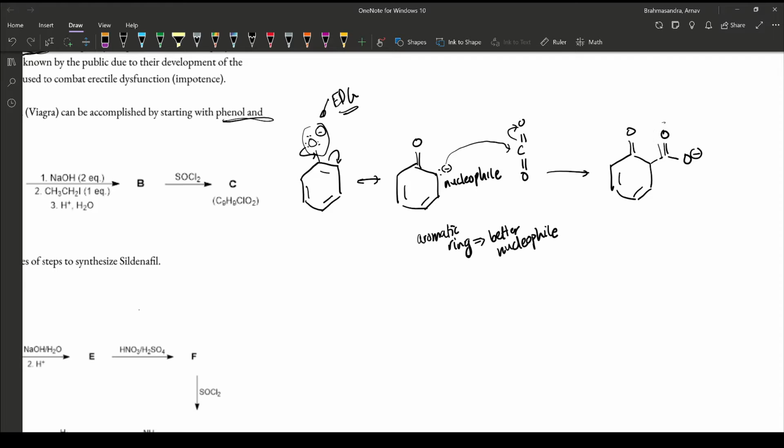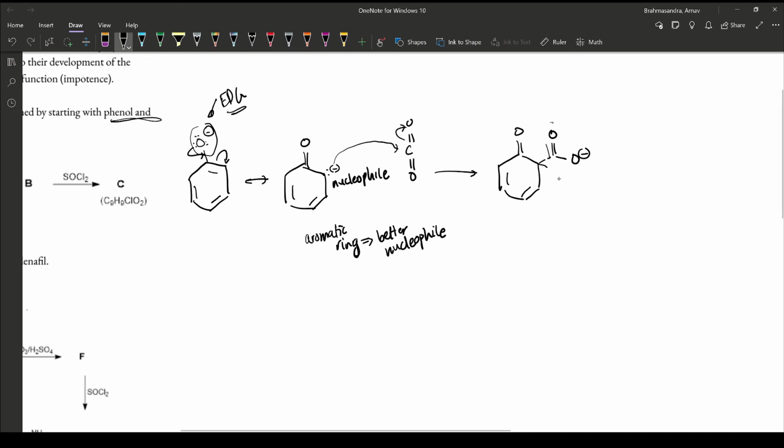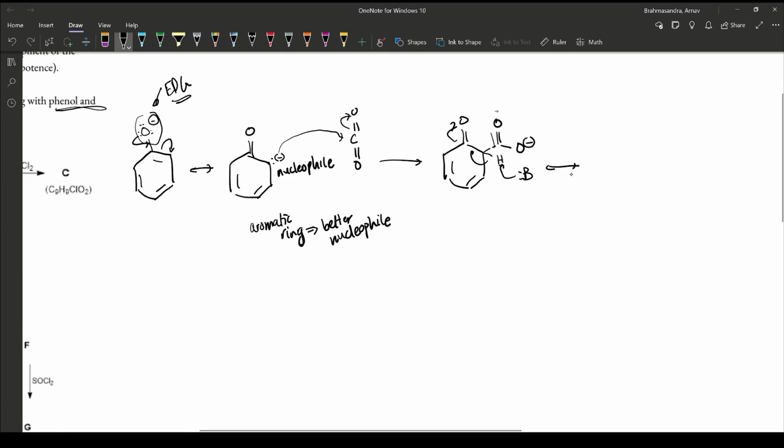Then some base will come along, and because aromatic structures are so stable, this base is just going to deprotonate this hydrogen, and we're going to regenerate our aromaticity. We always want to become aromatic. When it's not aromatic, it's really high in energy, and bringing it back to aromaticity lowers the energy significantly. So we end with something that looks like this.